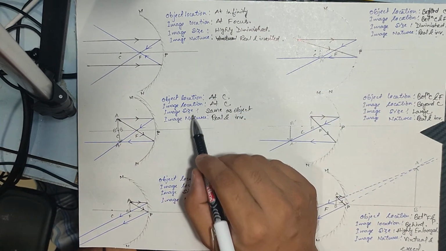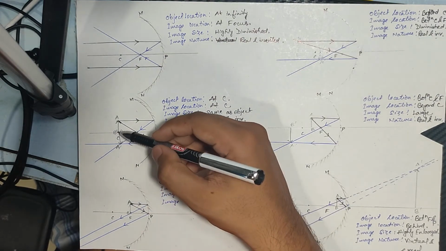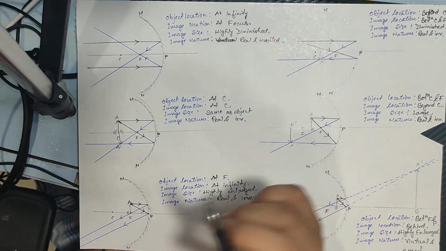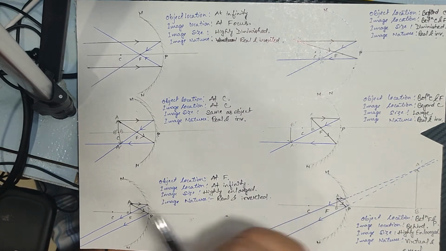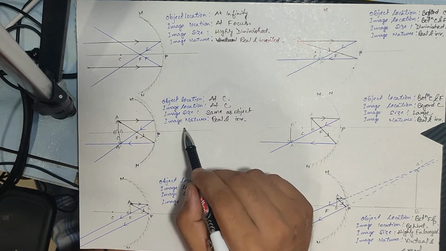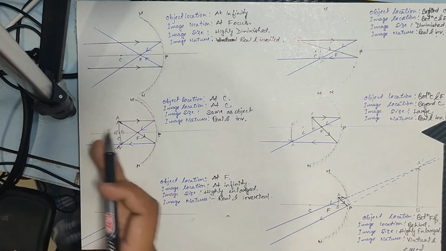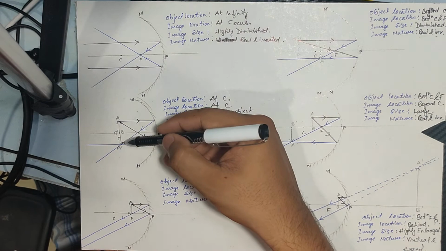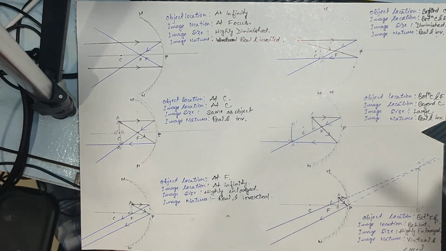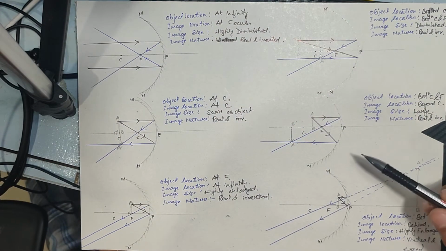And what is the size of the image? So here you see the size of the image will be the same as the object. So if the object is 10 centimeter, the image will also be 10 centimeter. And what is the nature of the image? It is also real and inverted, because it is formed in front of the mirror and you see the image is inverted. Okay. Next we will move to the fourth case.